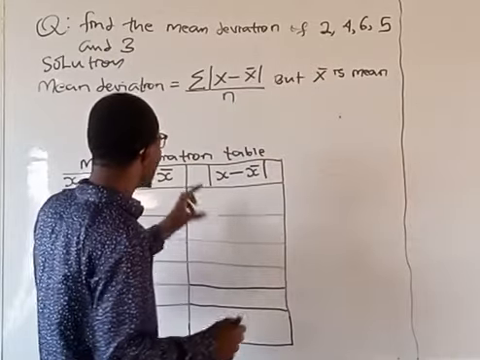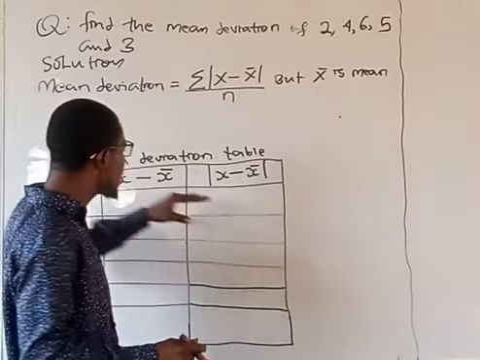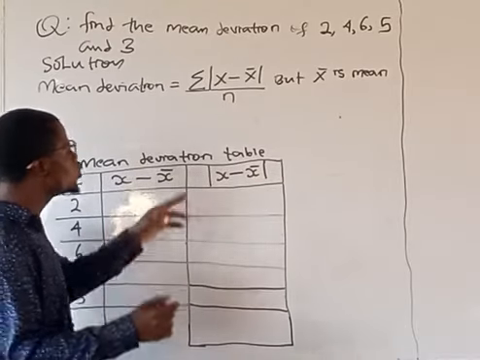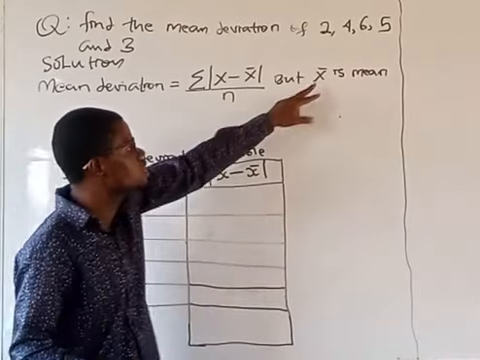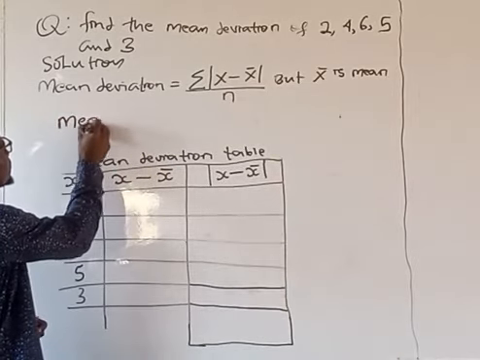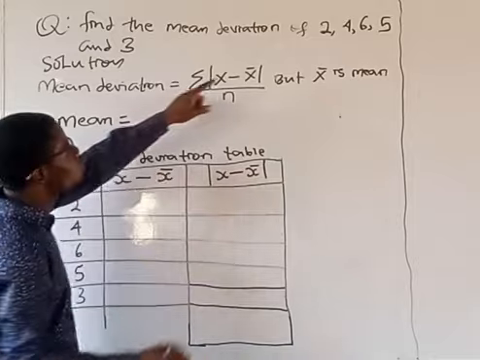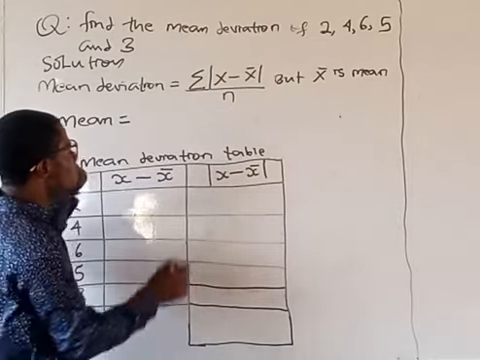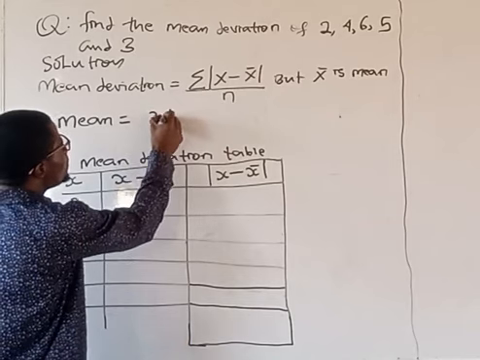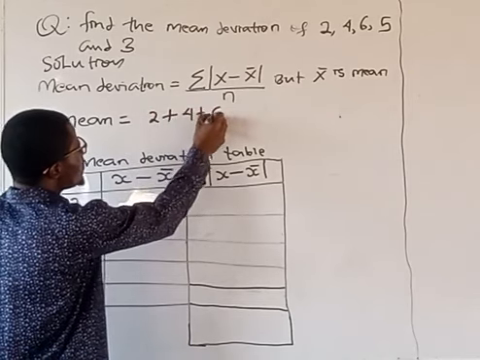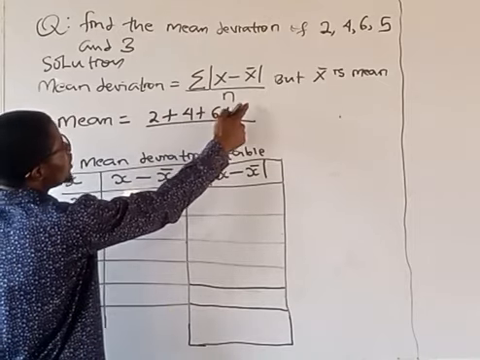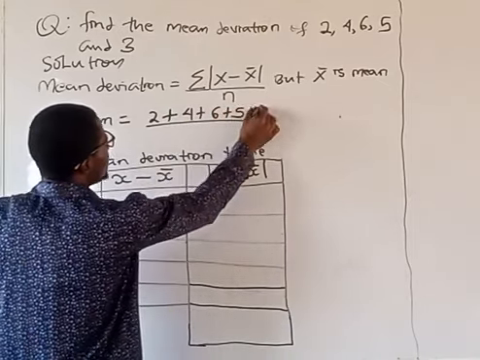Before we can calculate the mean deviation, this is the table for mean deviation. But first we need to know our mean, which is x bar. So how do we do that? Mean is equal to the sum of all these numbers divided by the number of given data. So this will give 2 plus 4 plus 6 plus 5 plus 3, everything over 5.